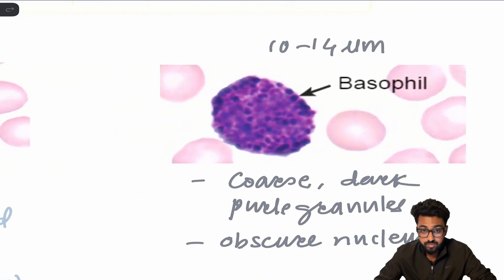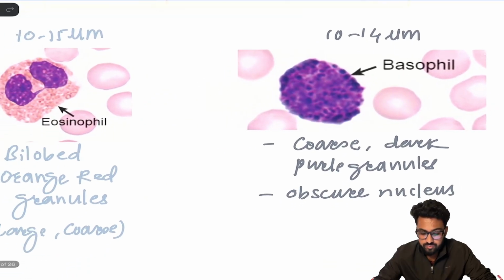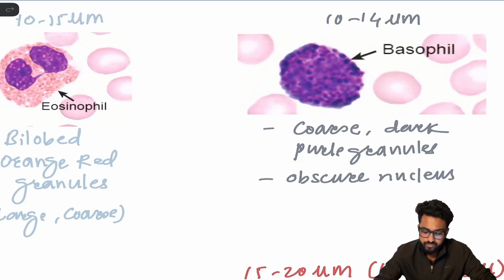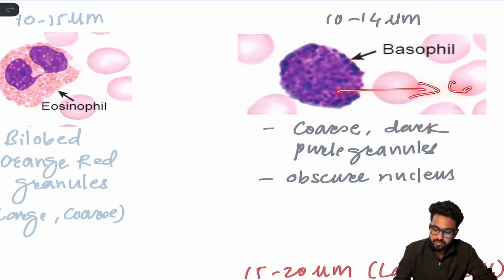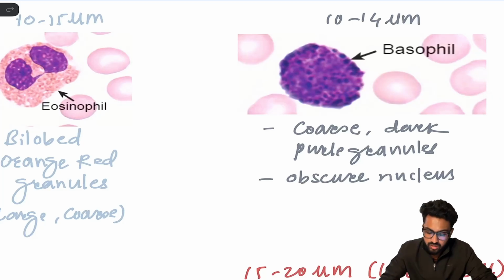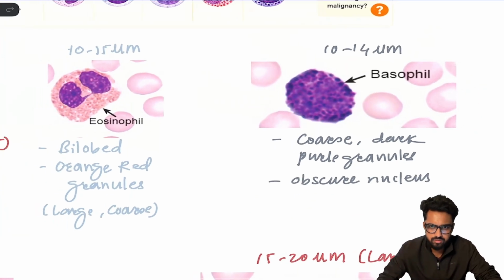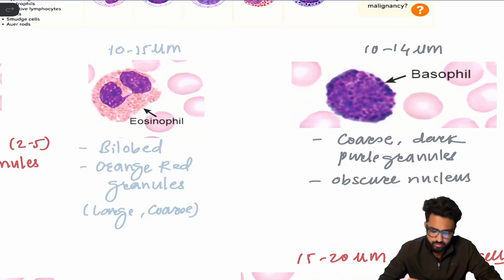Next cell is the basophil, which is approximately 10 to 14 micrometer. And how you should identify it: it has coarse dark purple granules which obscure the nucleus. So look at this cell, guys. You are not able to appreciate the nucleus. Usually it has a bilobed nucleus, but you cannot appreciate it because of these coarse dark purple granules. That's how you should identify basophil.